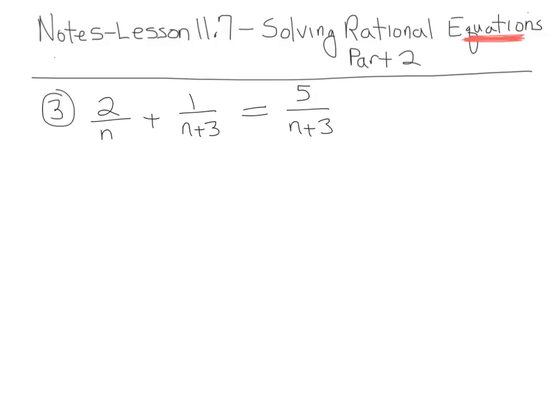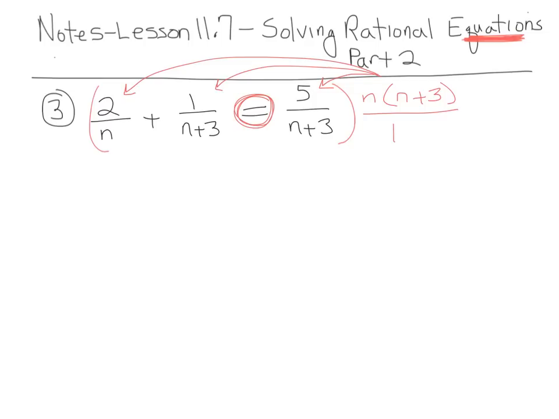Next step, multiply every term by the lowest common denominator. So the common denominator is going to be, we need an n plus 3. And this is n plus 3 also. So we need an n and an n plus 3. So you're going to multiply by n and n plus 3. Okay? And you have to distribute that. You have to multiply that by each and every term on both sides of the equal sign. Alright, you have to keep it balanced.